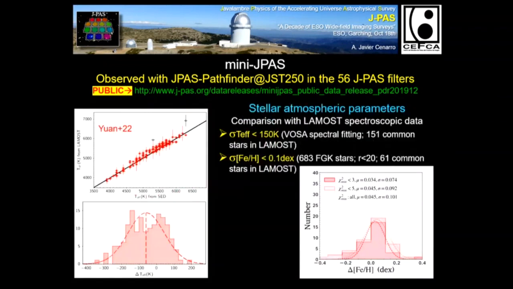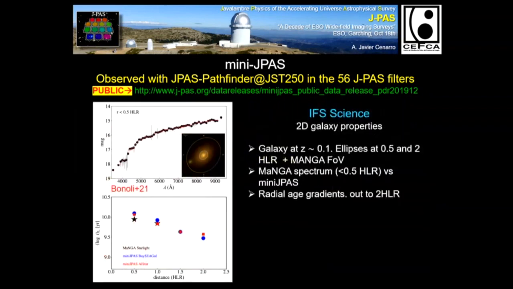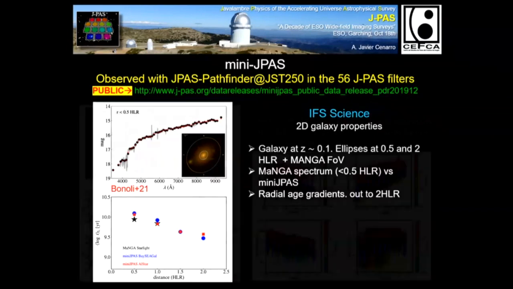Milky Way stars, stellar atmospheric parameters: you can see the comparisons. We are getting temperatures, gravities, and metallicities with values very close to typical spectroscopy. IFU science: this is a comparison of JPAS data with respect to MaNGA spectroscopic data. You can see that we can retrieve very nice results. They compare perfectly well, and these are the age gradients that we extend up to 2 effective radii.